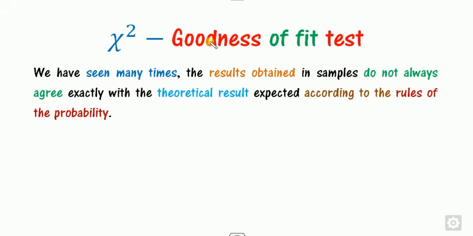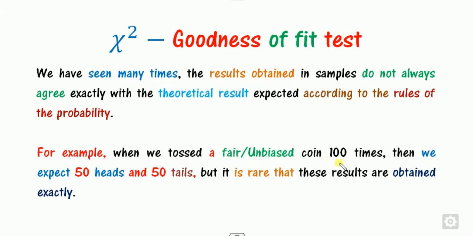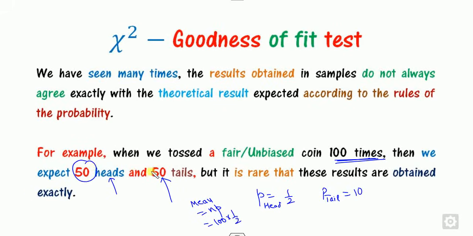So why do we study the goodness of fit test? As we have seen in many day-to-day life problems, results obtained in a sample do not always occur exactly as the theoretical result according to the probability rule. What does that mean? If you toss a coin 100 times, what do you expect? We expect that head comes 50 times and tail 50 times, because the probability of head is half and the probability of tail is also half. So the mean is np, where n is 100 and p is half, so it comes to 50 and 50.